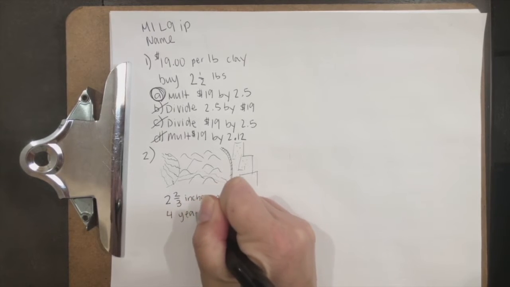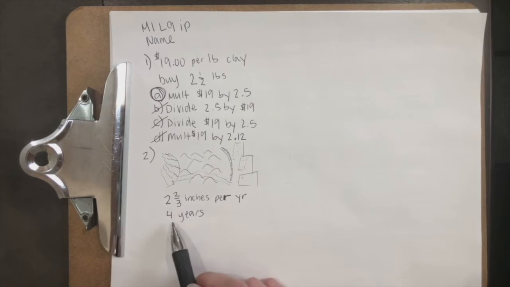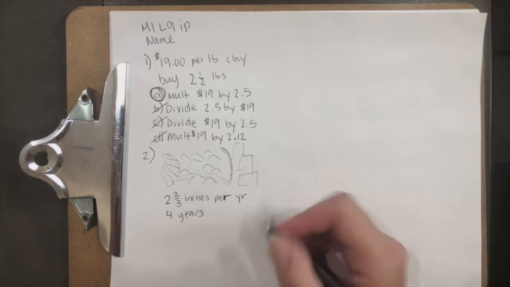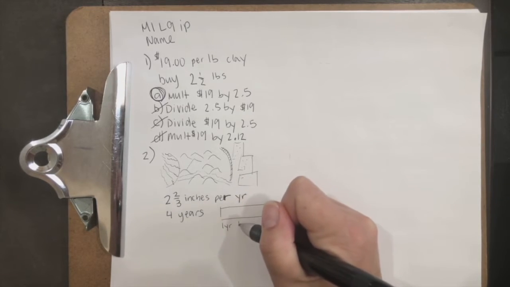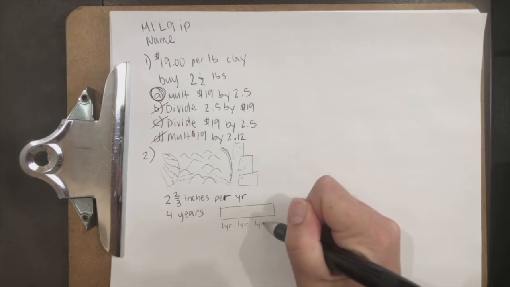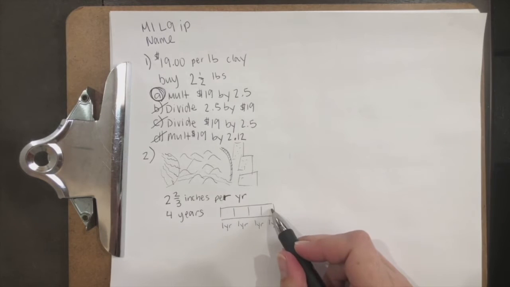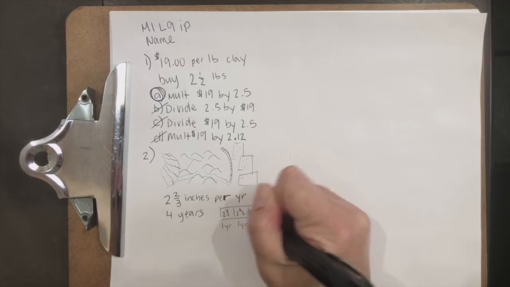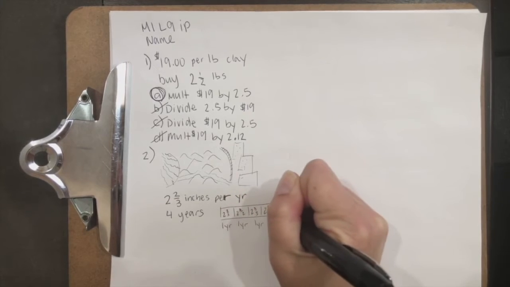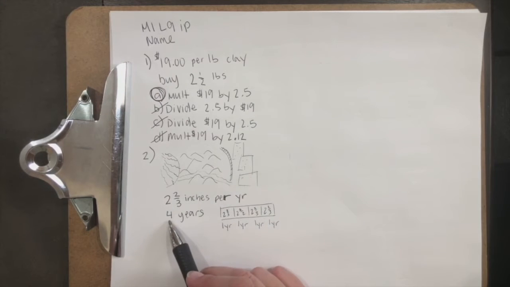So if every year it's 2 2/3, that means we've got 4 sets of 2 2/3. Maybe we can think of it like this, right? We've got year 1, another year later, another year later, another year later. We've got four years. And each year, 2 2/3 is getting taken away. So we've got 4 sets of 2 2/3. In other words, we multiply 4 times 2 2/3.